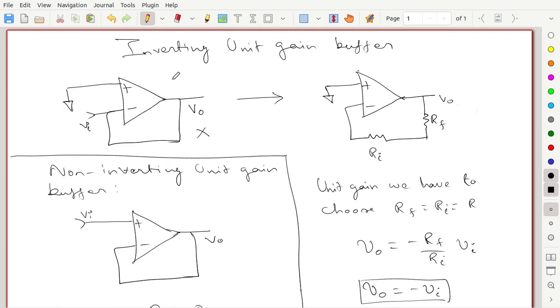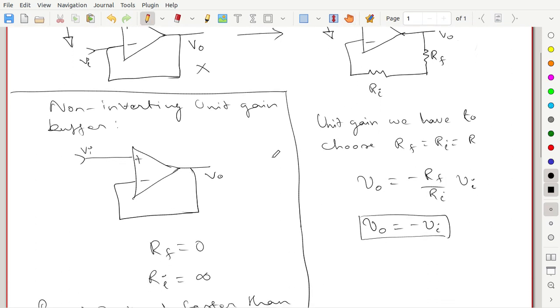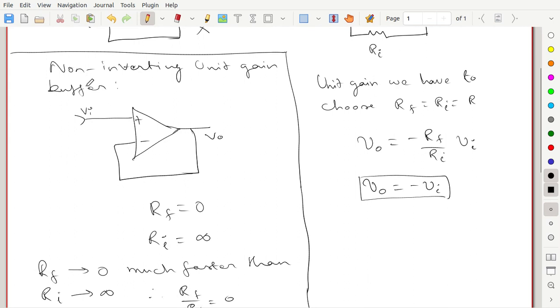For the inverting case we have to include feedback plus input resistance, and they cannot be 0. We have to choose equal values of RF and R. So this is the correction I want to include, and also I want to include this non-inverting case in the discussion.